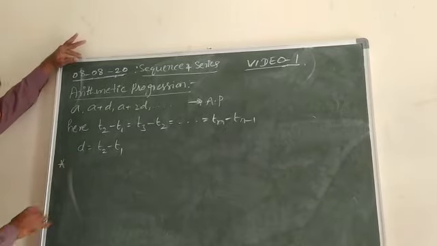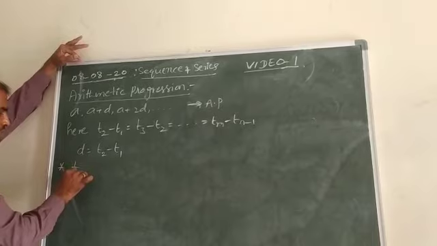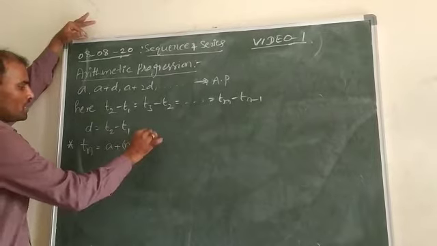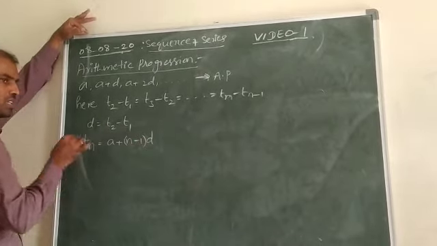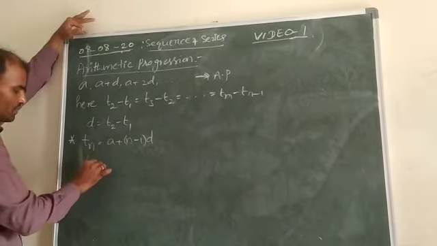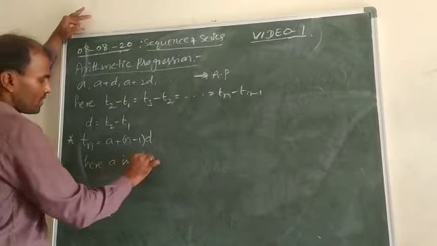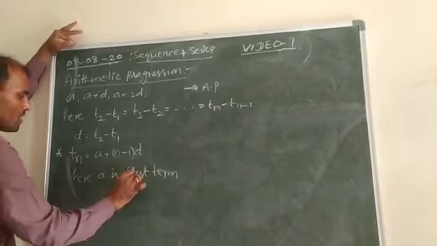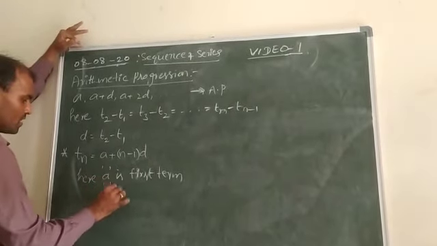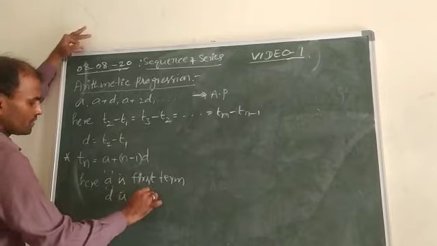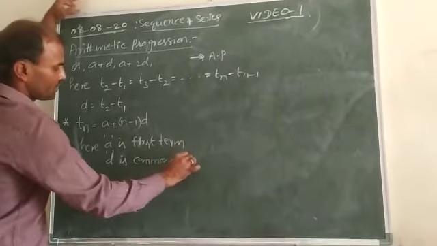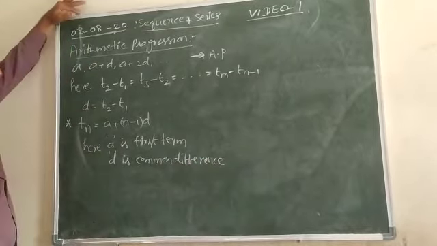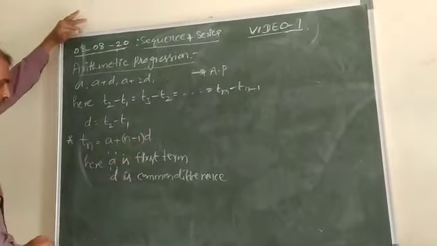So in the arithmetic progression, Tn, the nth term of the series, is a plus n minus 1 into d. A plus n minus 1 into d is called the nth term of the series. Here a is the first term and d is the common difference.